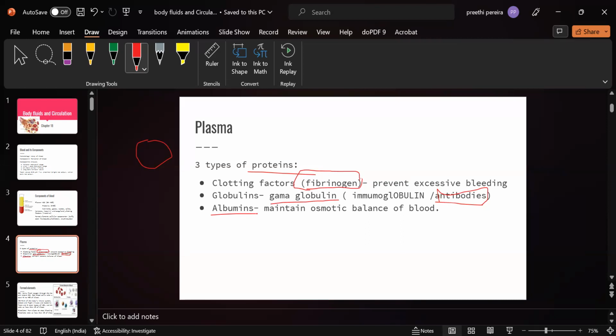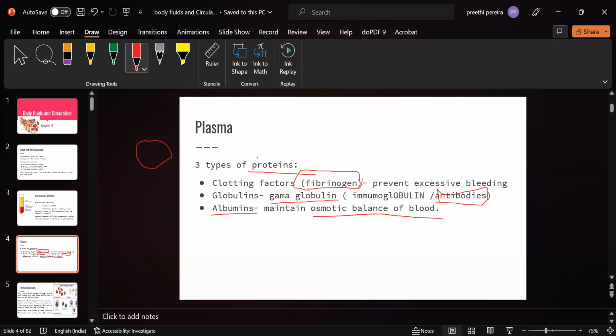How much water should there be? Blood shouldn't be completely liquid, and it shouldn't be completely thick. It maintains that. It has a consistency, and albumin maintains that consistency of the blood. It should not be too thin or too thick. Okay, it should be in between. So that is maintained by albumin. That is known as the osmotic balance of the blood.